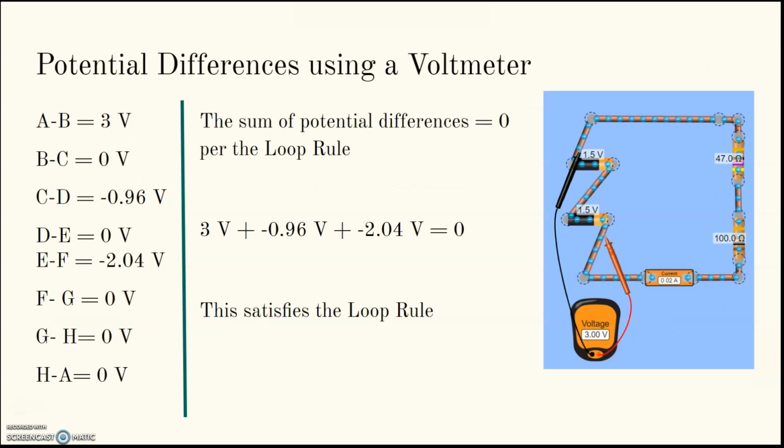Then I used the voltmeter to calculate some potential differences at prescribed points throughout the experiment. From the two sides of the battery, we get a potential difference of 3 volts, which makes sense because there's 3 volts coming from the two batteries. And then on the right-hand side with the resistors, I get a net voltage of negative 3 volts. Per the loop rule, the potential differences of a circuit need to sum to 0, which they do in this case, and this circuit satisfies the loop rule.